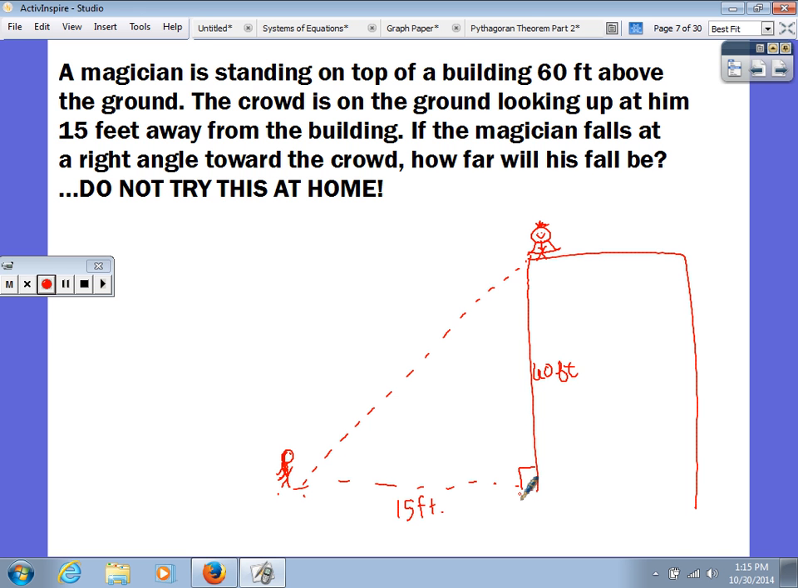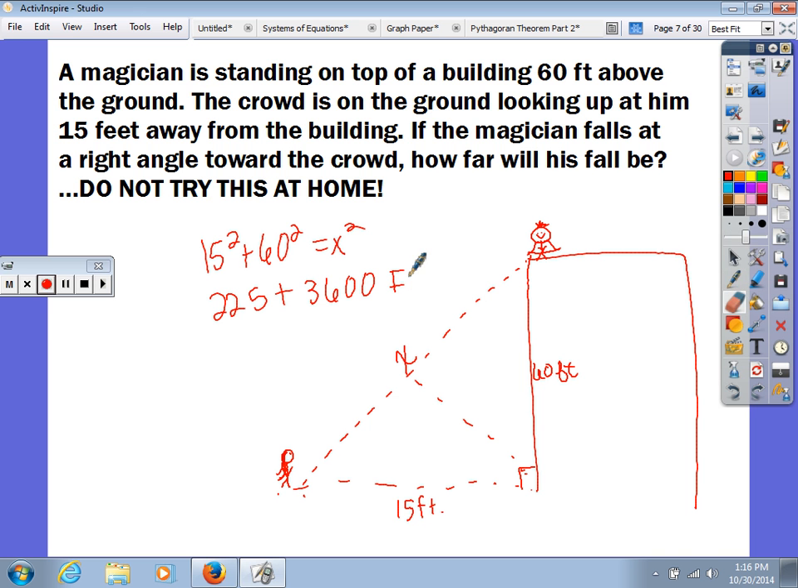So to determine how far his fall is, this would be our x because we don't know that. And once again, it says do not try this at home. So please do not try this at home. Then we're just going to go ahead and solve once again. Across from your box is your 90, so equals x squared. So 15 squared plus 60 squared equals x squared. 15 squared is 225 plus, that's going to be 3600 equals, I'm sorry, that looks crazy. Let me erase that.